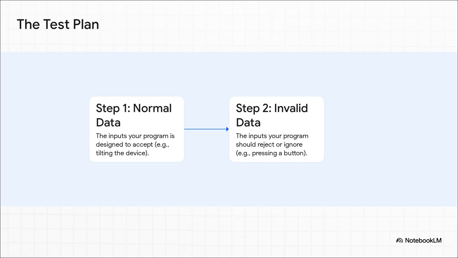You create a test plan with 2 kinds of data. First, you use normal data. These are the inputs you expect the user to give you. For our compass, that means tilting the device left and right. But then you use invalid data. These are the things a user might do that you didn't plan for, like what if they just start shaking it violently or pressing buttons.